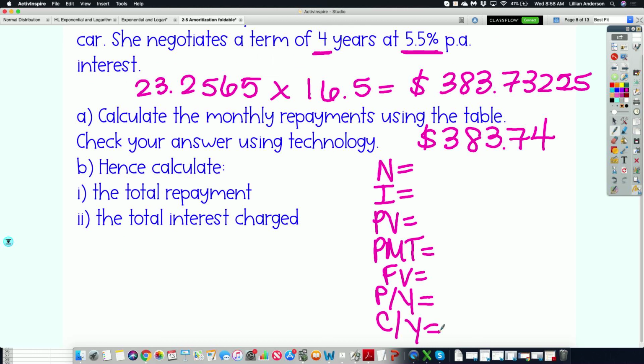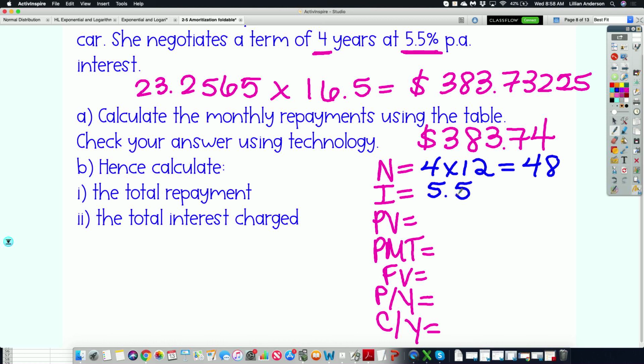So, going back to the last lesson, what did N stand for? Number of compounding periods. Well, this is monthly for how many years? 4. So, what are we going to do to those? You're going to multiply 4 times 12. You can literally type it in as 4 times 12, or you could just type in 48. I stood for interest, and we just type it in exactly how it is as the percent. So 5.5. We do not convert it to a decimal.